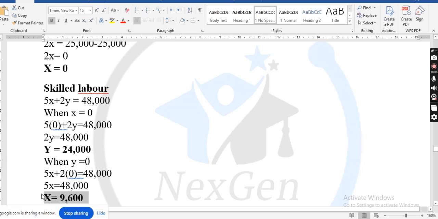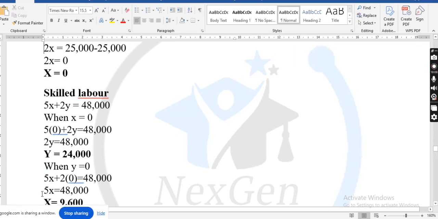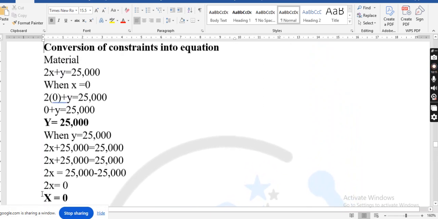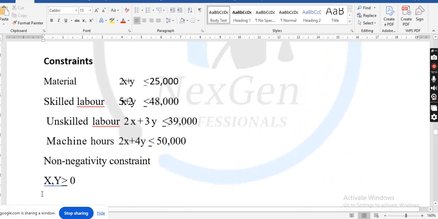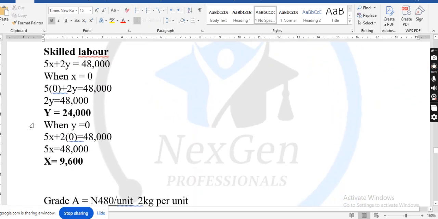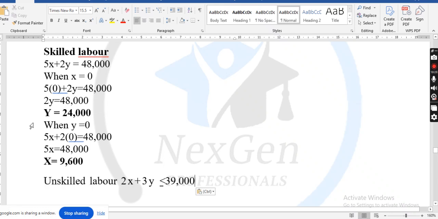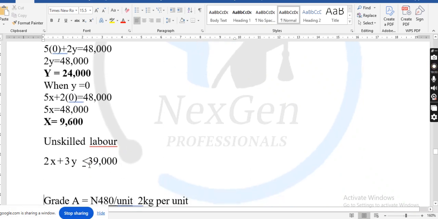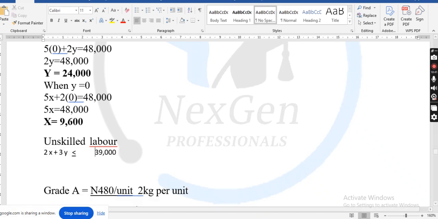So we are done with this. Then we move to another one, the unskilled. We'll do the same thing for the unskilled. Ideally, we're supposed to use this to plot the graph, right? But we're not doing that because when I checked, I noticed that it's not like that. So there's no point in doing that.